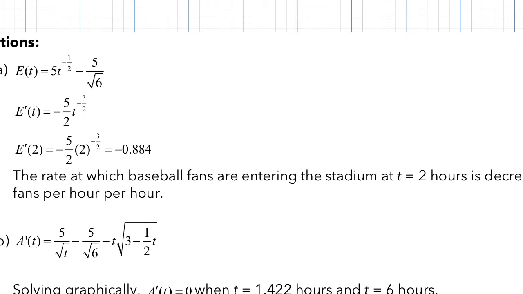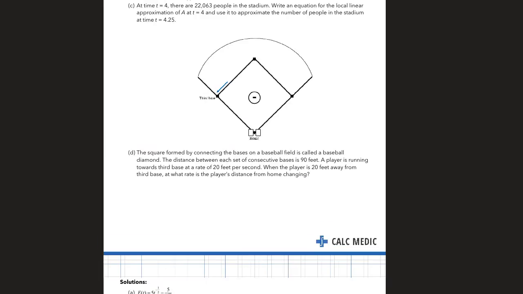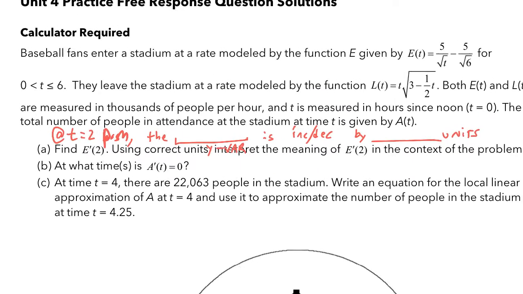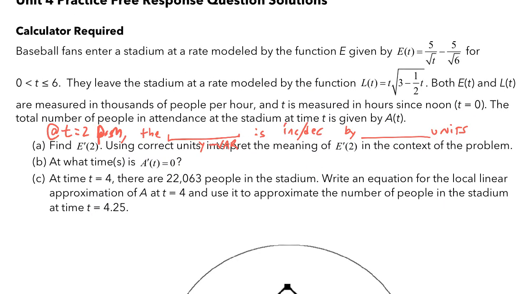So letter B says, when is A prime of t 0? Well, A prime is, I should probably look at it. At what time is A prime of t 0? A prime is the total number of people in attendance at the stadium at time t.